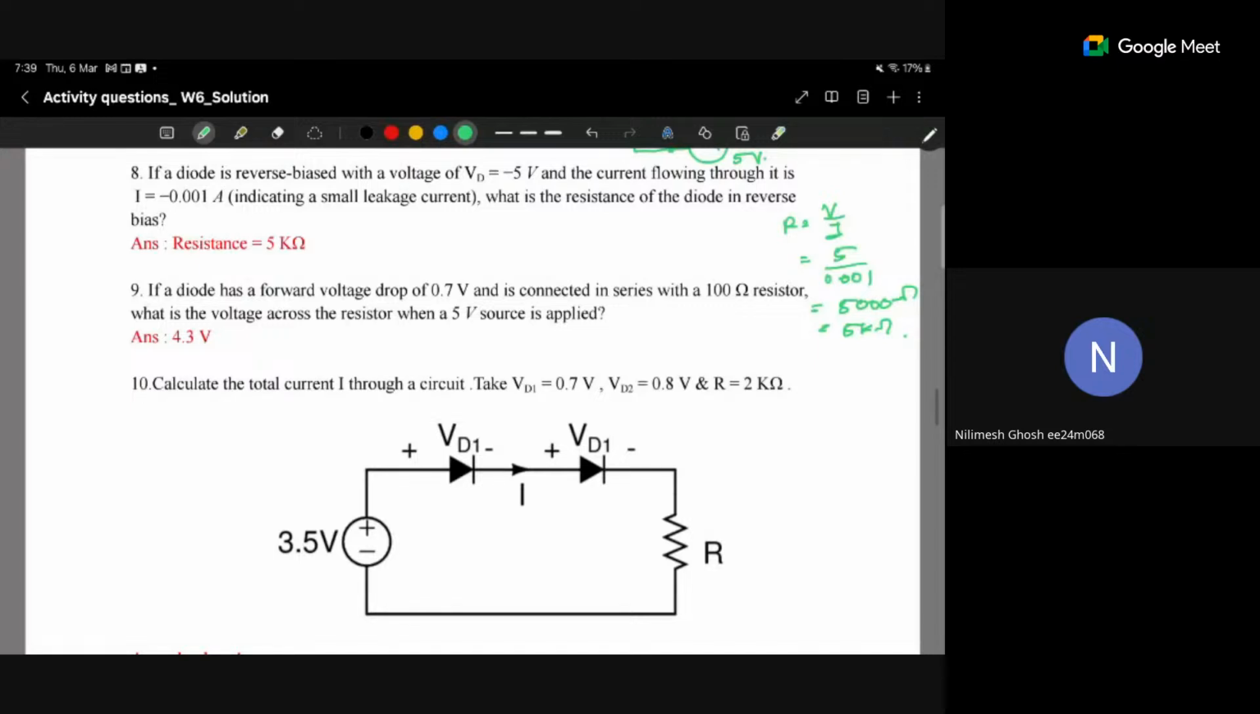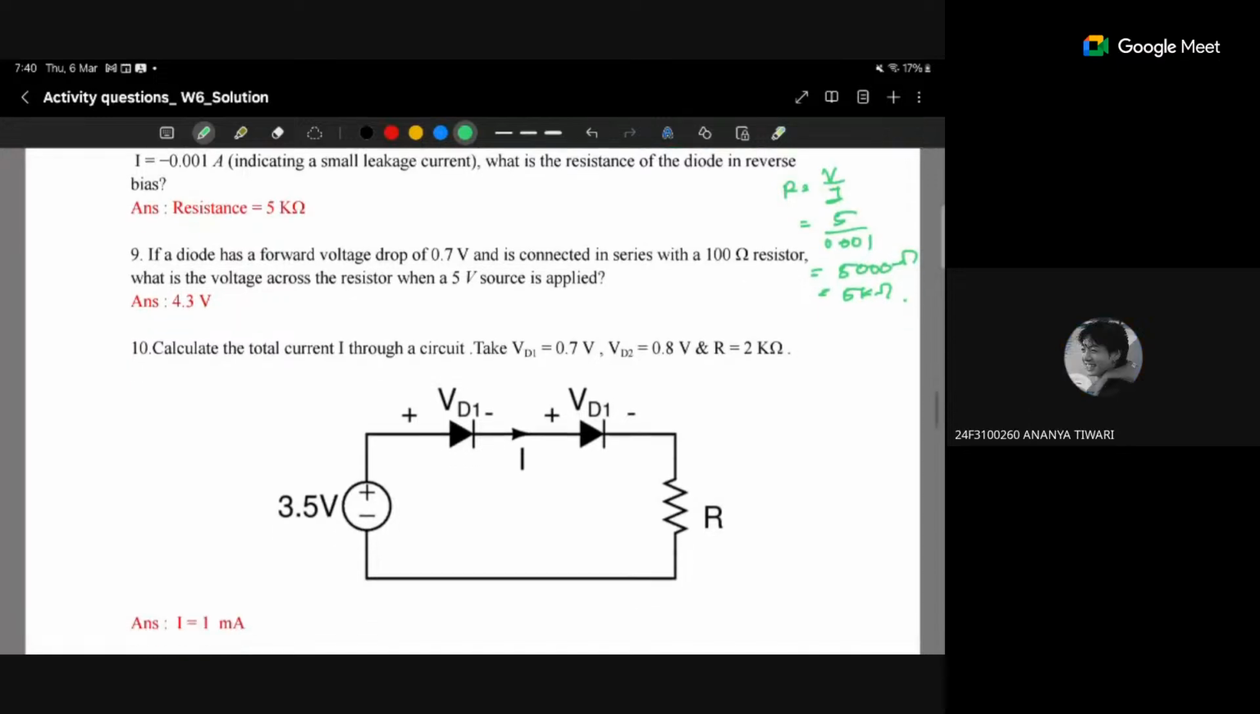Now, is there any doubt in this question? No, sir. Okay. So next question: if the diode is forward biased with a voltage drop of 0.7 volt and is connected in series with the 100 ohm resistor, what will be the voltage across this resistor? It's again a simple question. It's not a diode based question, it's a simple basic electrical question. The voltage drop is 0.7 volt and the source is given as 5 volt.